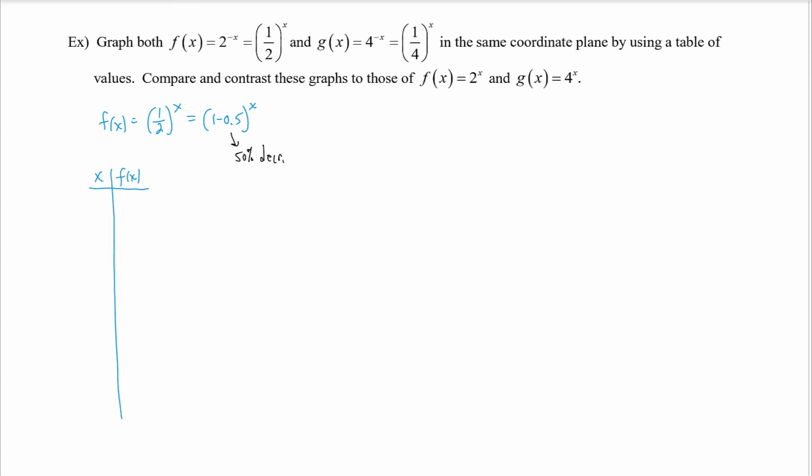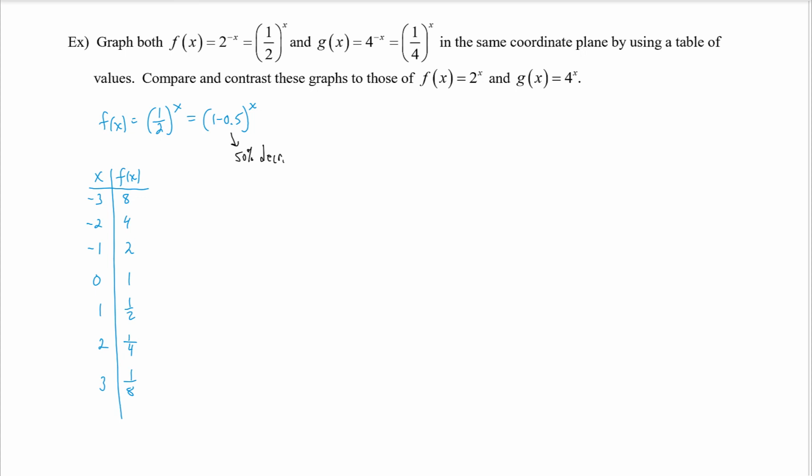Let's try it. If I plug in -3, 1/2 to the -3 is 8. Then I go to 4. Then I go to 2. Then I go to 1. Then I go to 1/2. Then we go to 1/4. 1/8. So half. So I'm decreasing by 50%.